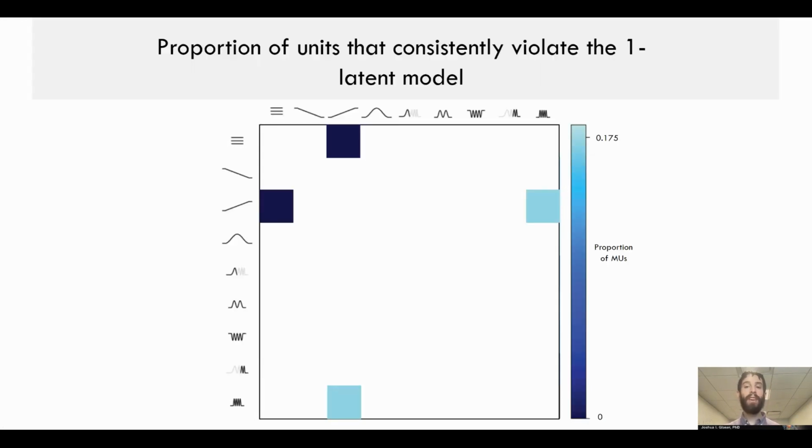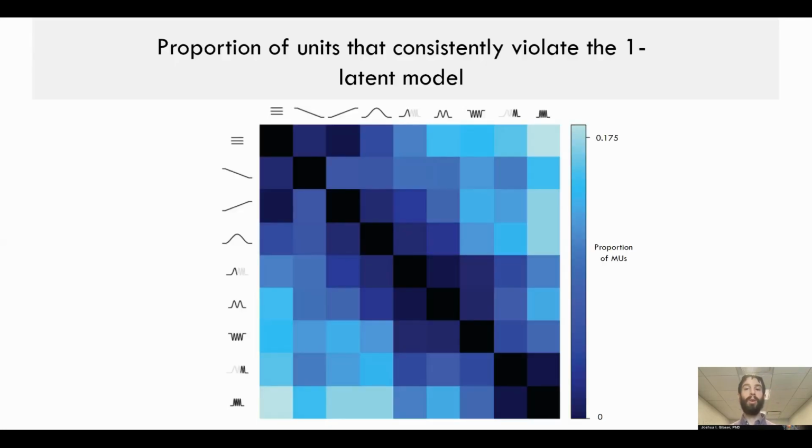However, if we then fit a slow condition, like a slowly increasing ramp, with a fast oscillatory condition, we start to get many more errors. And this trend is true across all pairs of conditions: we have these violations according to the model. We can't just have one common drive that simultaneously explains motor unit activity in both these slow and fast conditions.